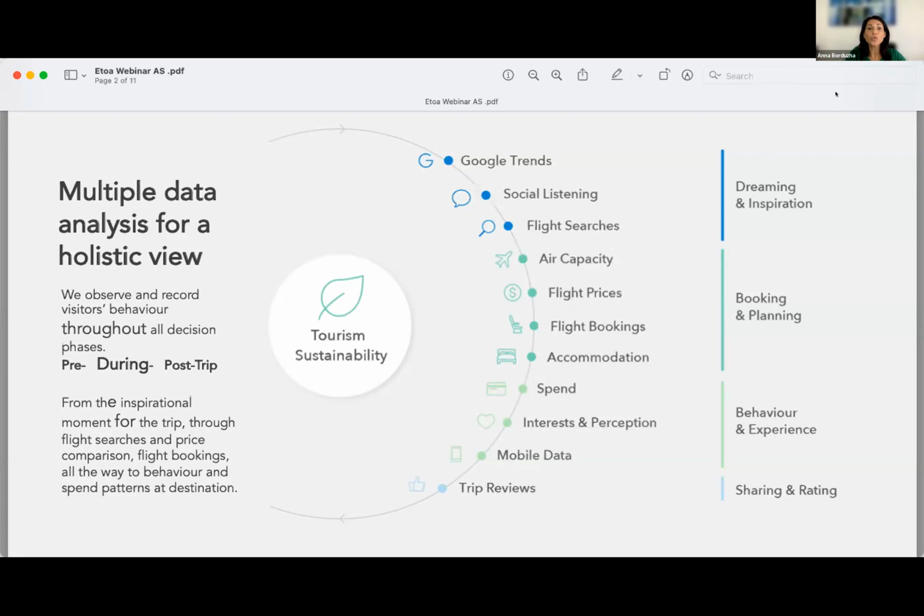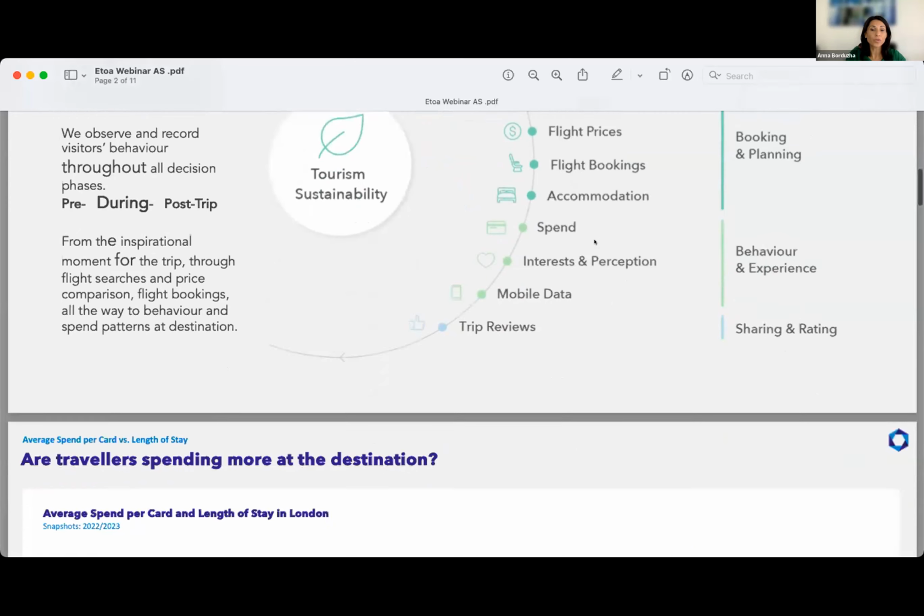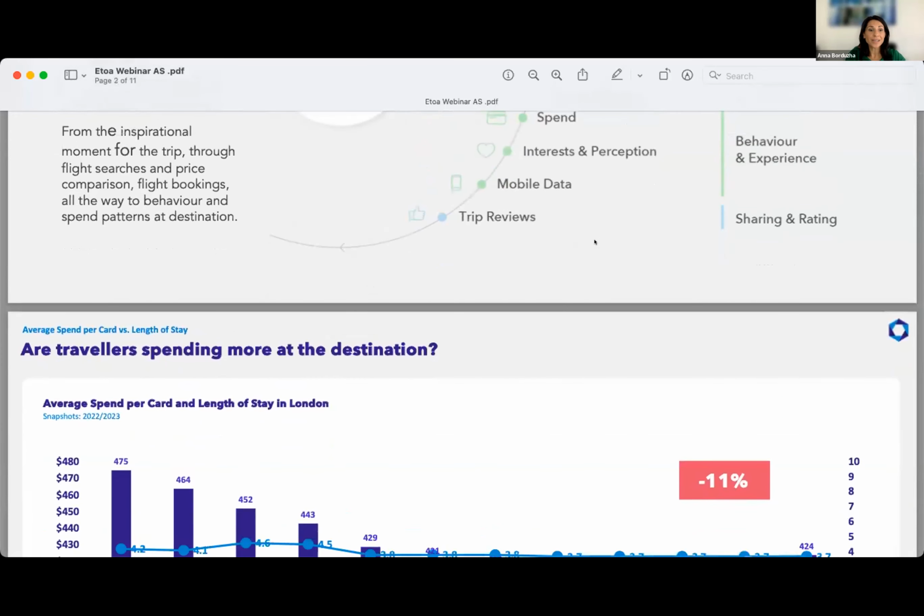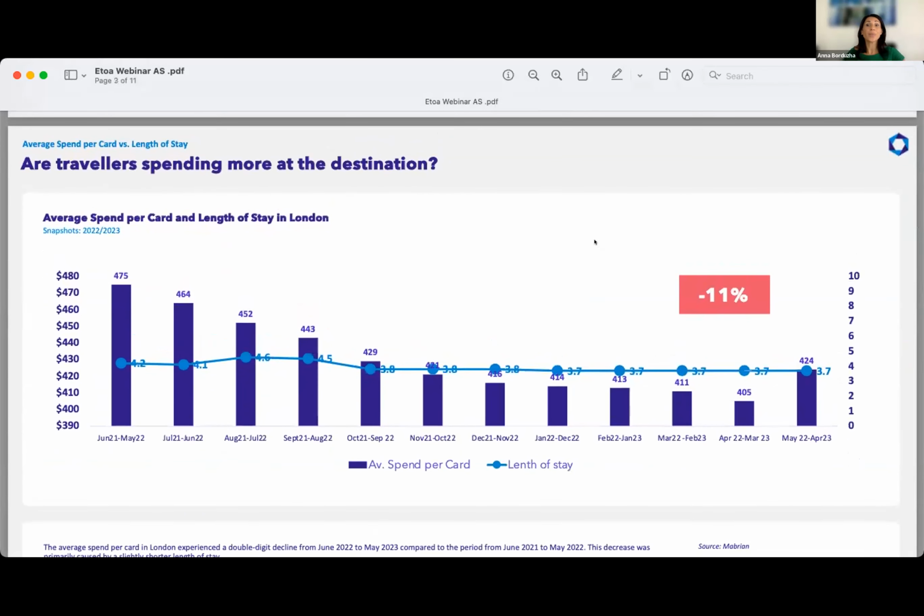We also use all this data to help destinations measure and compare their performance in terms of sustainability, a very important and very complex issue. And now, today, I want to share with you some insight coming from spend data, one of our data sources. In this case, we are using MasterCard data, which is our partner for this data source.